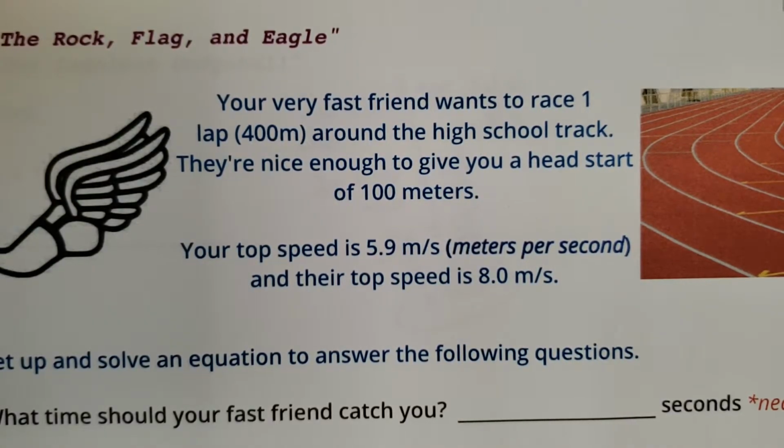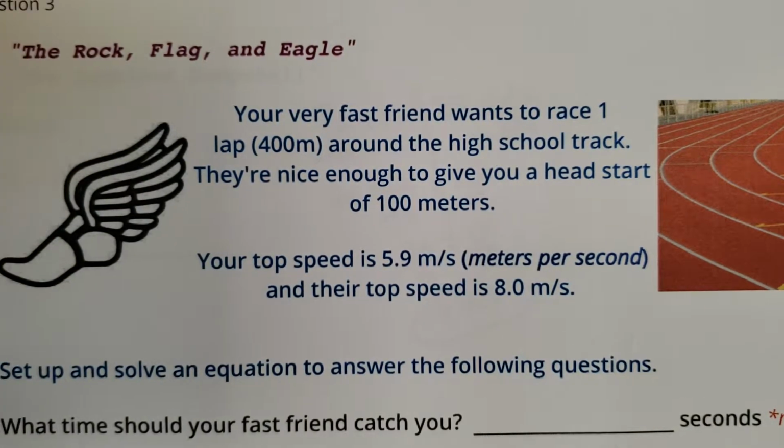All right, get ready for this one, students. This one's called the Rock Flag and Eagle. Here we go. Your very best friend wants to race one lap, 400 meters, around the high school track. They're nice enough to give you a head start of 100 meters. Your top speed is 5.9 meters per second, and their top speed is 8 meters per second.